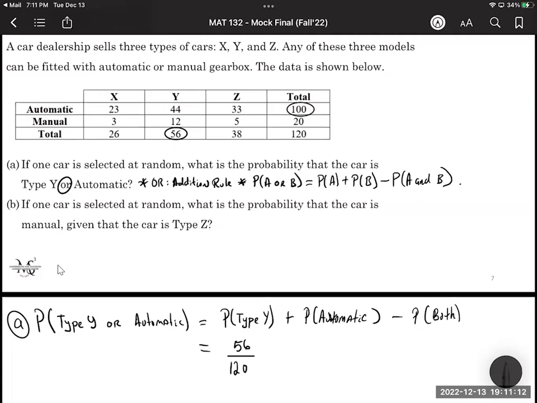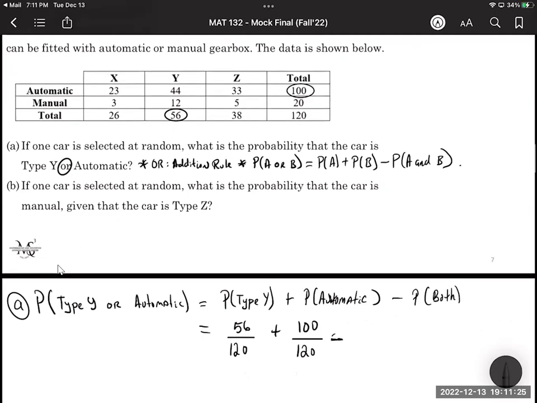Yep, there's 100 automatic cars, right? So I didn't get to the both part yet. I didn't get to the ending. I only got to the middle part. There are 100 automatic cars out of the 120. Now, where it says minus both, that's where you subtract off the intersection. Is there an intersection between type Y and automatic? And if so, how many cars are in that intersection? Would it be 44? Now it makes sense to say 44, right? This is basically 44 cars that are both automatic and type Y.